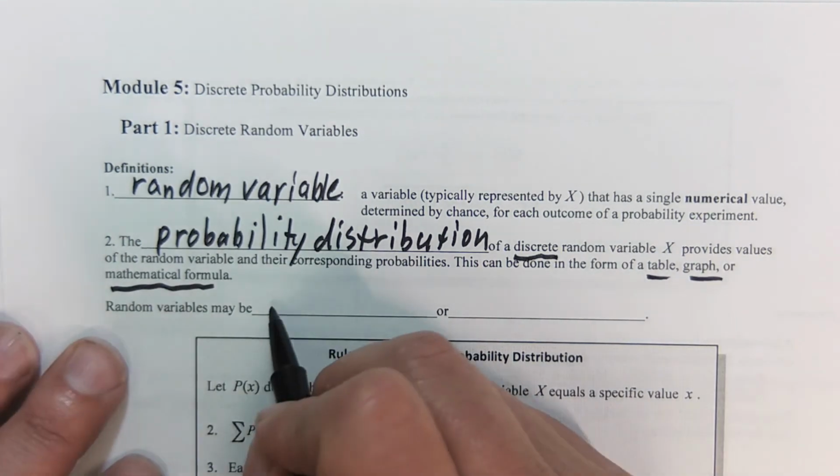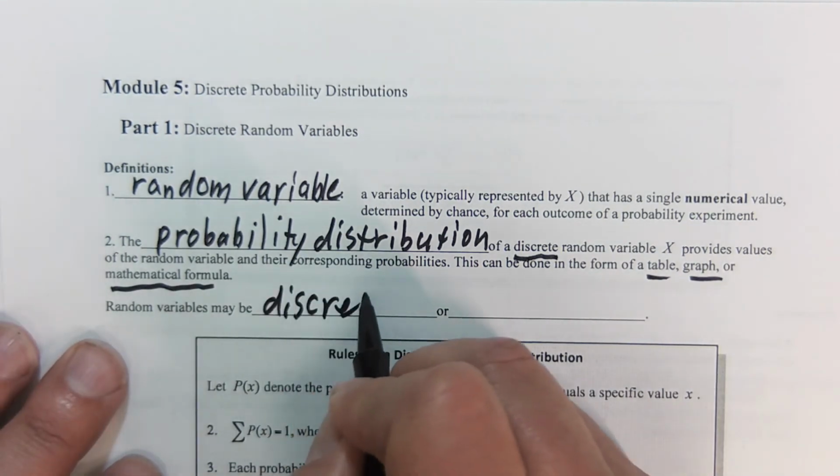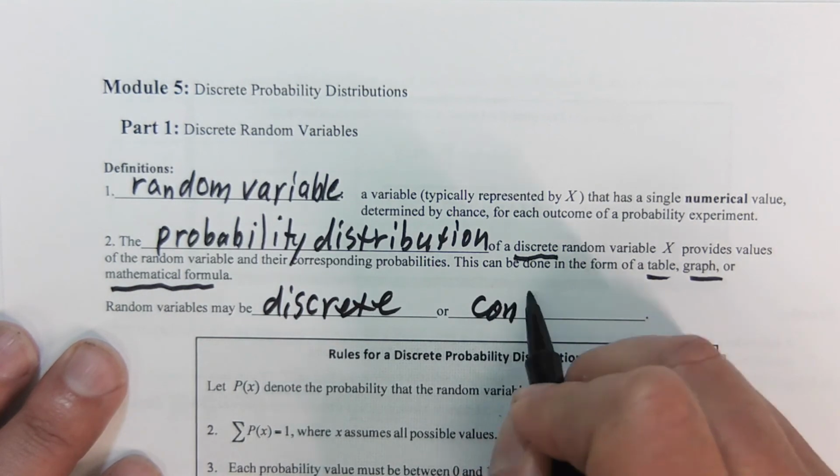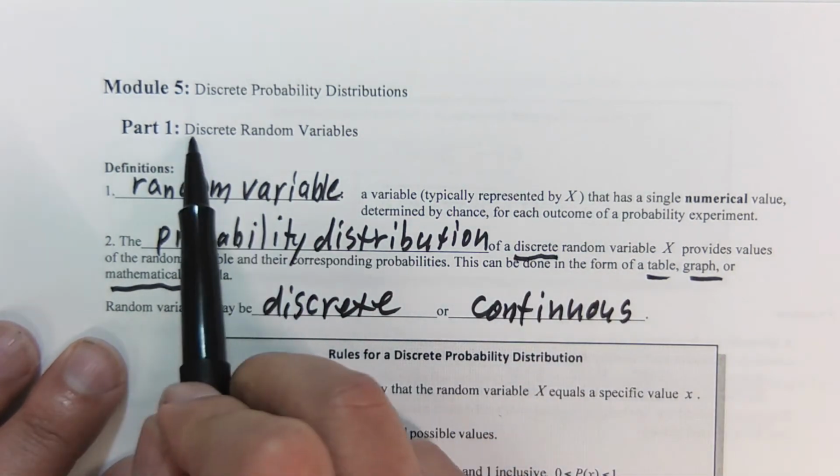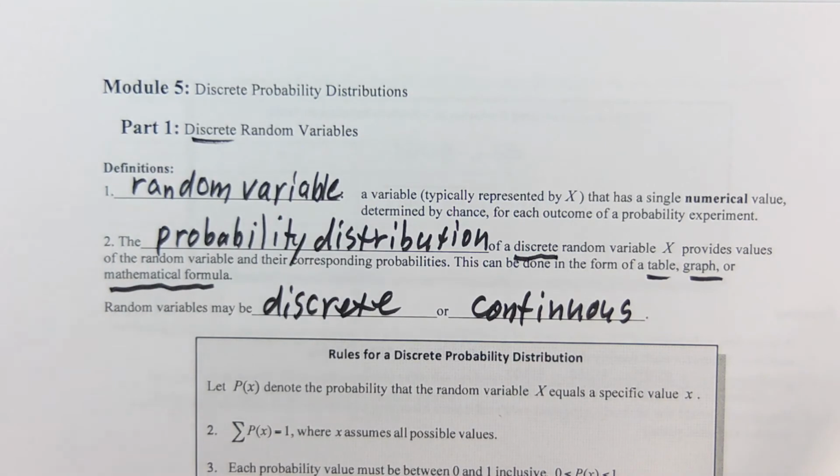And random variables can be discrete or continuous. And for today's lesson, we are definitely going to be using discrete. In fact, all of Module 5 or Chapter 5 is discrete only.